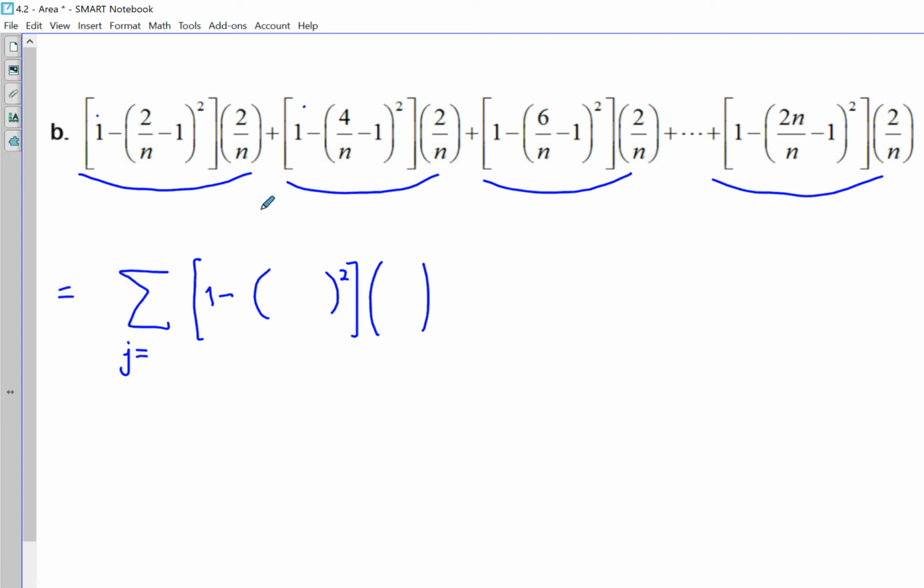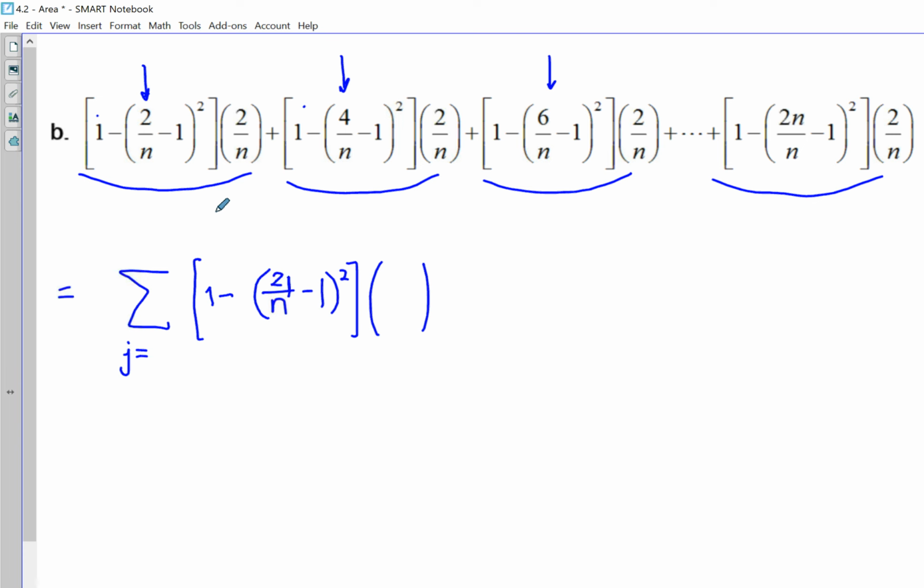Well, in the first term, I have 2 over n minus 1, followed by the second term, 4 over n minus 1, and then 6 over n minus 1. So we can see that this value on top of the n is something that's going to change, but the n is not. And of course, the subtraction of 1 is not changing. Now, as far as what you put above that n, the universal way to depict even numbers like 2, 4, 6, even integers, is just to take your counter j and multiply it by a 2. So we'll say 2j over n minus 1 squared.